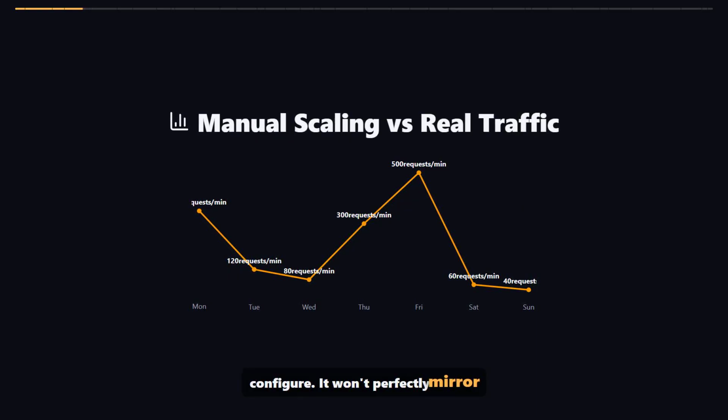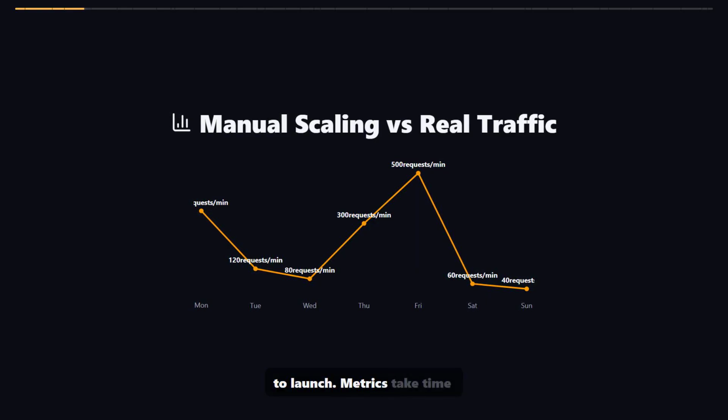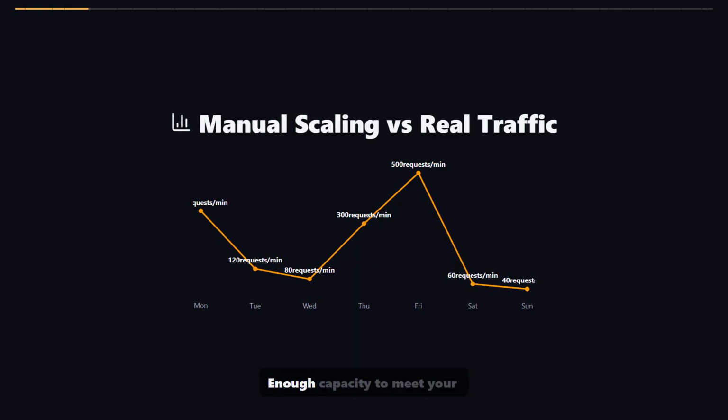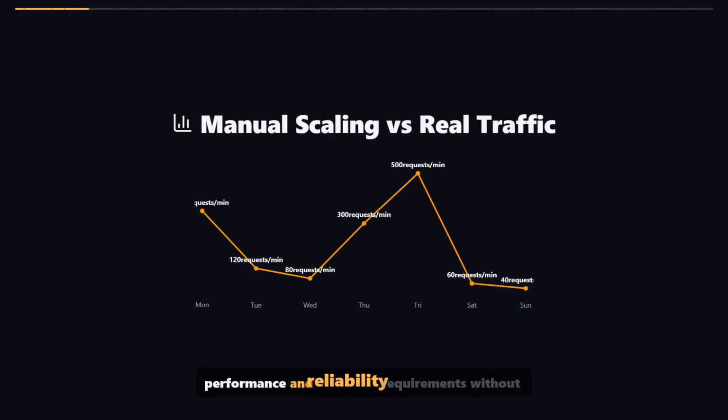It won't perfectly mirror every movement in the traffic line. New instances take time to launch. Metrics take time to change. Scaling policies need time to respond. And your minimum and maximum capacity settings place boundaries around the group. The goal isn't perfect synchronization with traffic. The goal is enough capacity to meet your performance and reliability requirements without permanently provisioning for a peak that rarely happens.